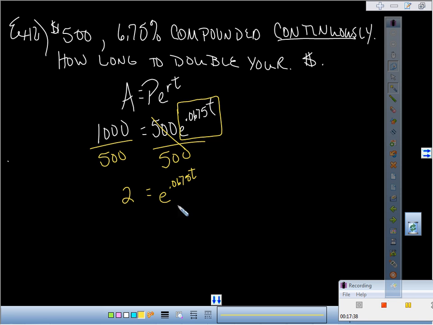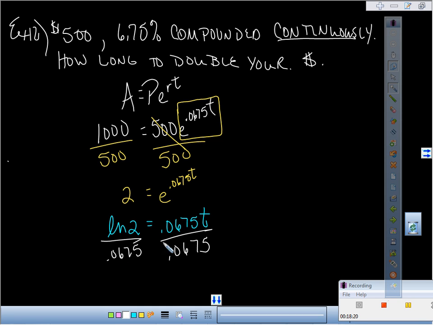Okay, so now I've isolated the power. So now what am I going to do? Change it into a log. So I'm going to write what? ln of what? 2 is equal to, perfect. And now what am I going to do? So T is equal to ln of 2. Be sure and close that parentheses, guys.